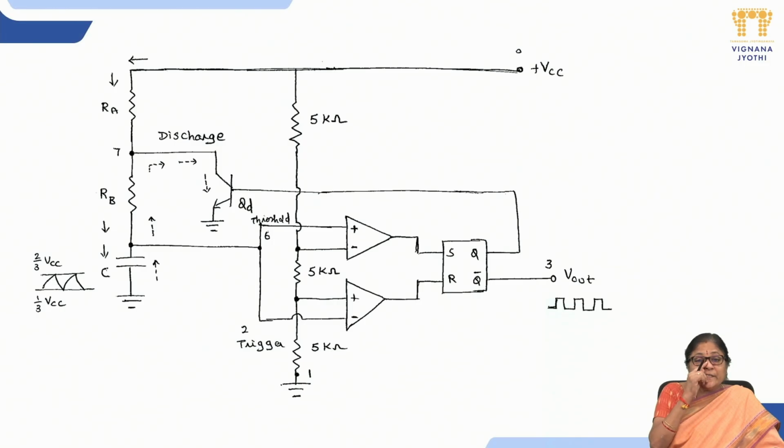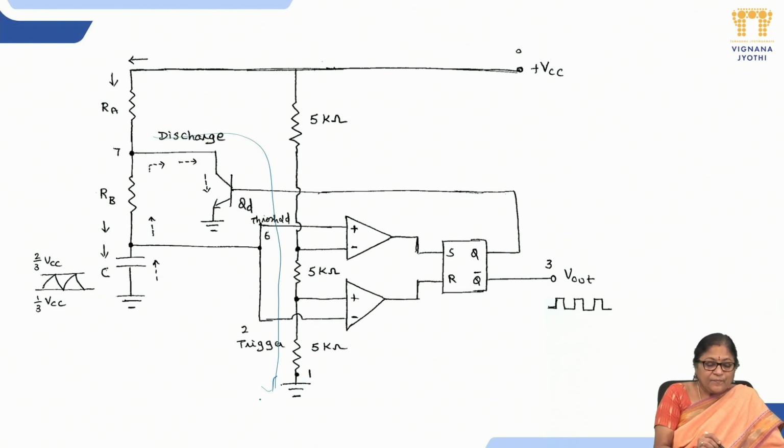Then I am connecting the internal circuit and external components using this circuit. See, RA is connected between VCC and the 7th pin, RB is connected at the 7th pin, and internally it is connected through this potential divider circuit like this, and it is connected to ground. And RB and the capacitor are connected to pin number 6.